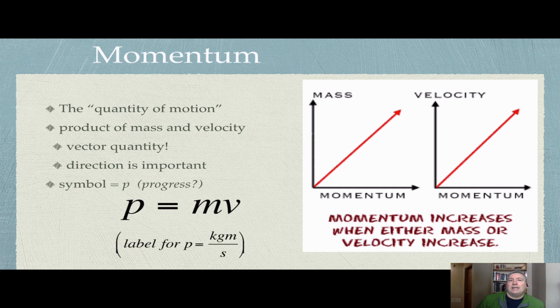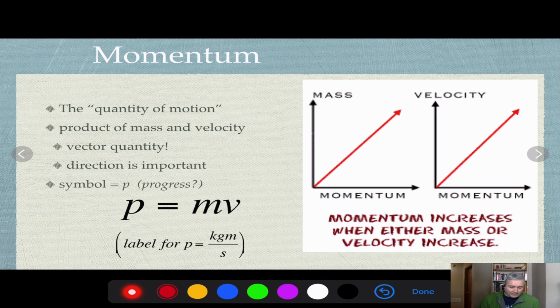The symbol P is used for momentum because M was already used for mass or molarity or molality in chemistry. So they had to use a different symbol. We don't know exactly why they chose P. One of the ideas is that it stands for progress by the physicist Leibniz, who was kind of a contemporary of Isaac Newton, but there's never been an explanation of why P is used. But P equals mv. Our unit for momentum is kilogram meters per second. There's no shorthand unit or nickname for that. So kilogram meters per second is the unit that we deal with.